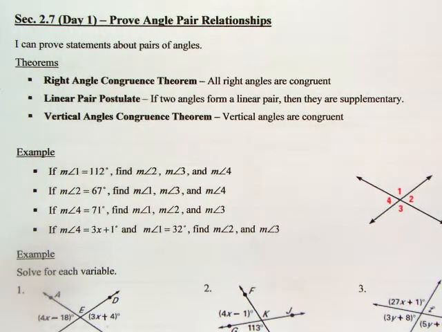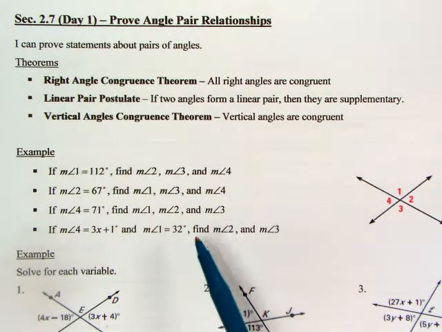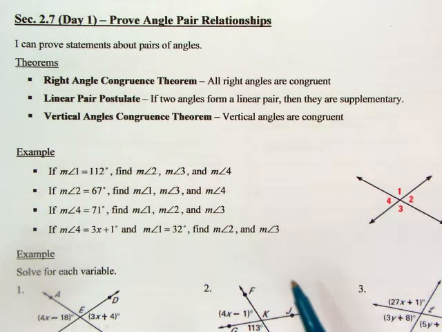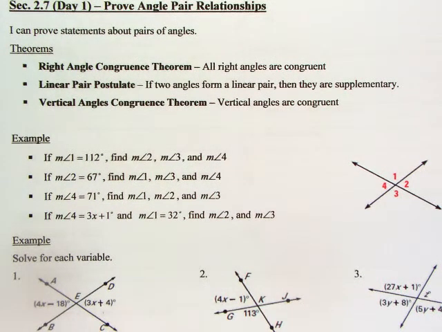This lesson is 2.7, day 1, and today we're going to talk about how to prove statements about pairs of angles. Before you are able to prove statements, we have to talk about different types of pairs of angles. And most of them you already know. We're just going to put some final words around them so that we can use them on our theorem card.